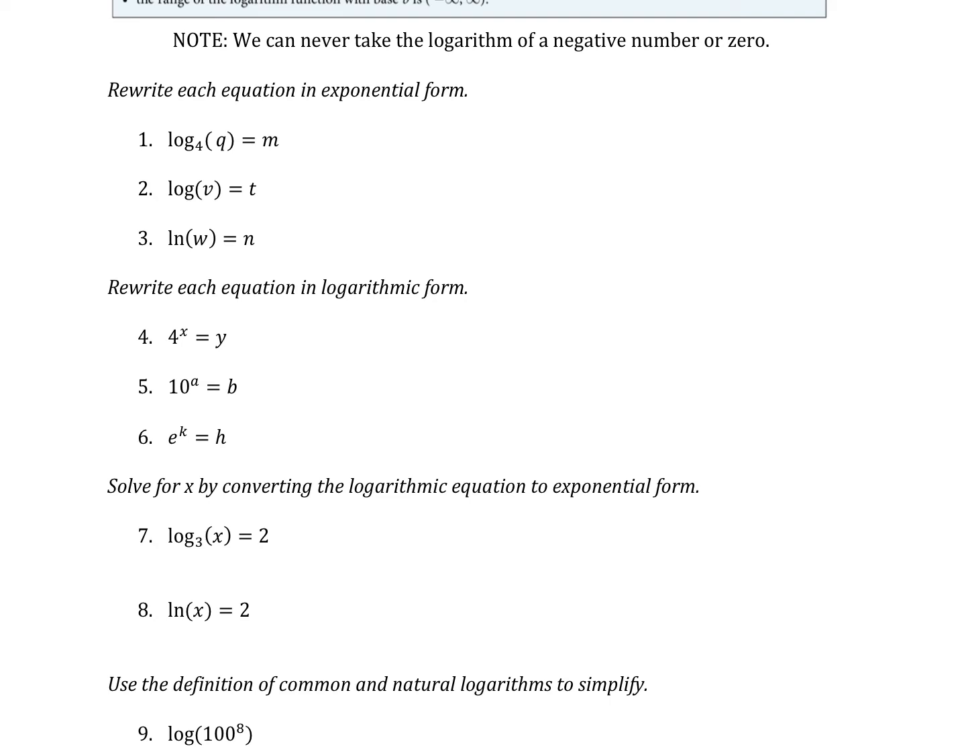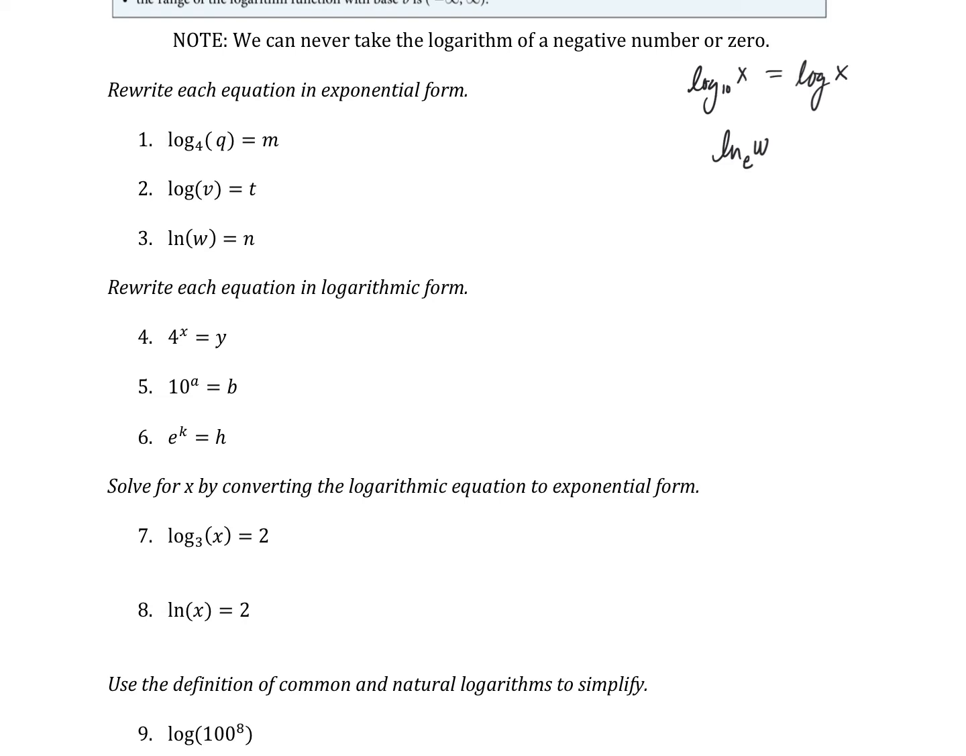So a couple of things. Log normally has a base of 10. So if there's nothing written, if it's just log of x, that base is a 10. It's understood to be a 10. You can see in number 1 we have a base of 4. So if it's anything other than 10, you have to write it. If it's a base 10, you don't write the 10. It's understood to be there. In a natural logarithm, like in number 3, there's no base written. That's understood to be an e. So an e goes with a natural log.